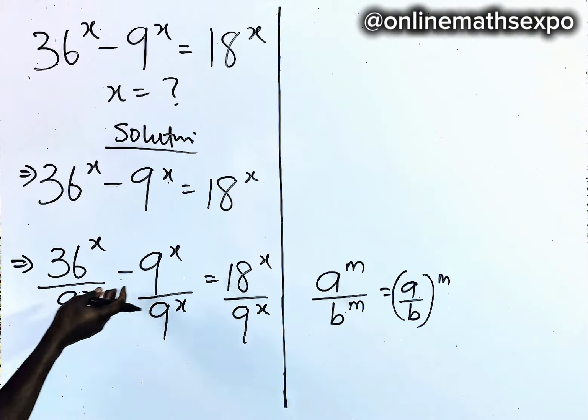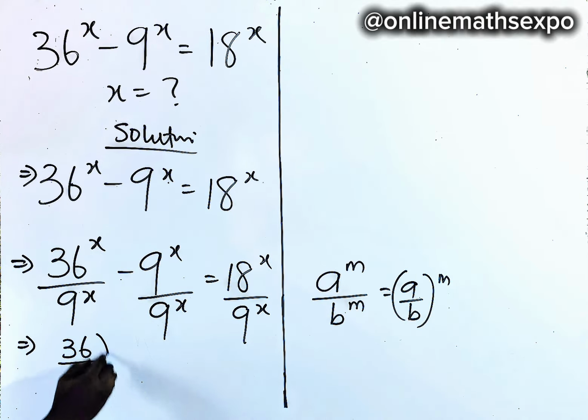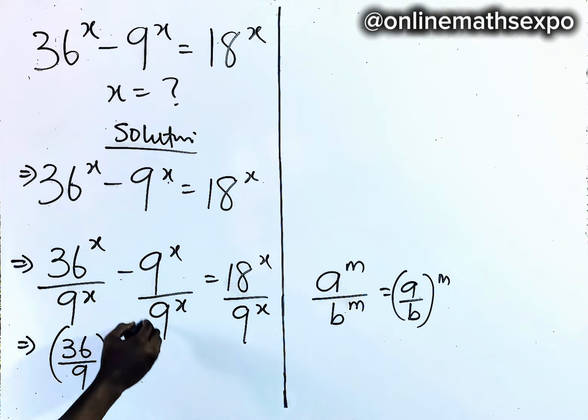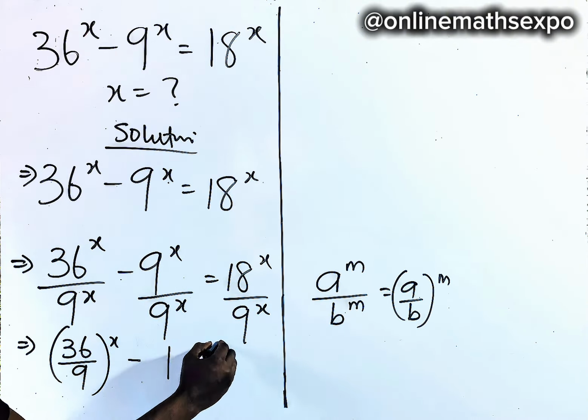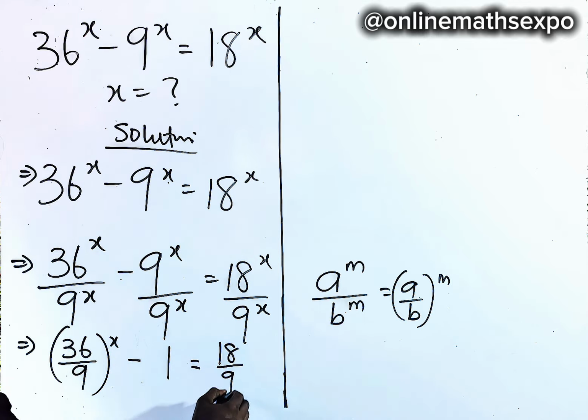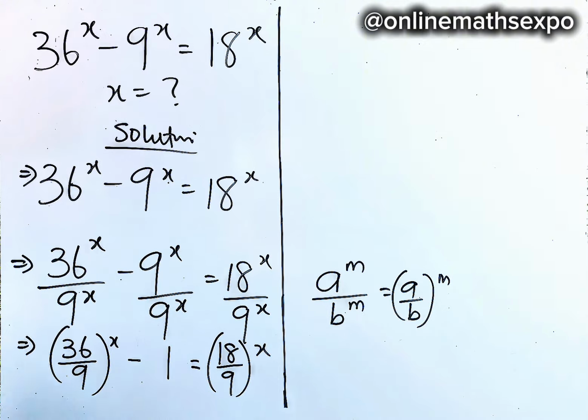So if you apply it here, this is giving us 36 divided by 9 raised to the power x, minus, when you divide the number by itself, you see it gives you 1, is equal to, this will give us 18 divided by 9 raised to the power of x. So what do you do at this point?